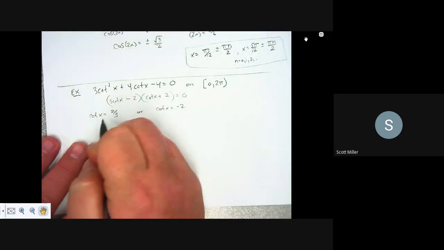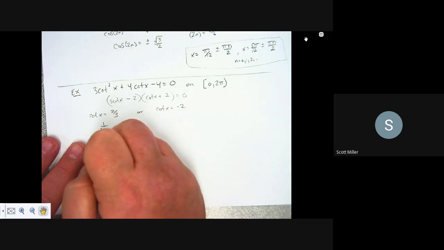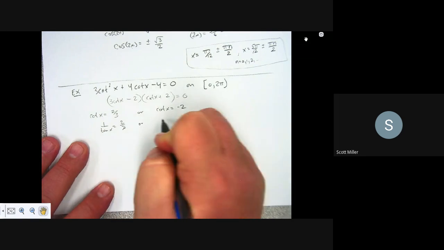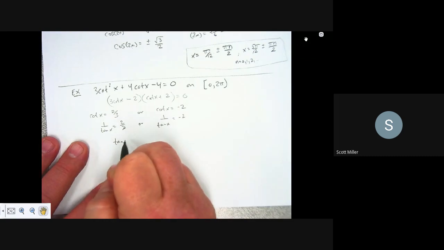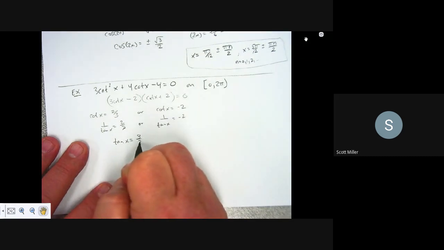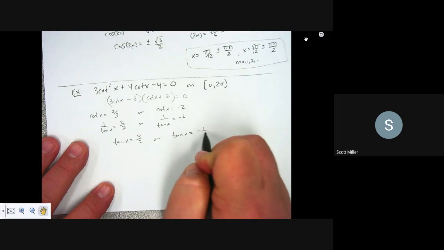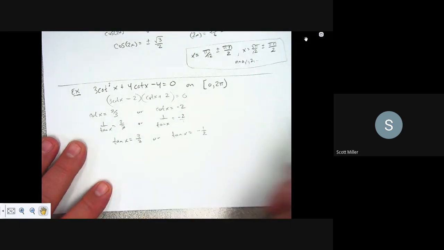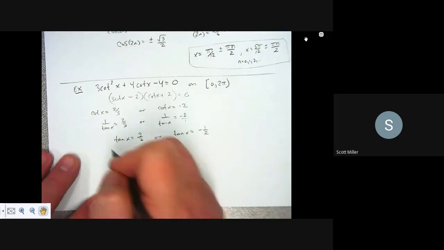And again, I know on our calculators we can probably solve these, but I want you to switch it over to tangents. So then I can flip both of these, and I get the tangent of x equals 3/2, or the tangent of x equals -1/2. Remember, this is just a fraction, and just flip them both. So then I can do the unit circle with these two things.